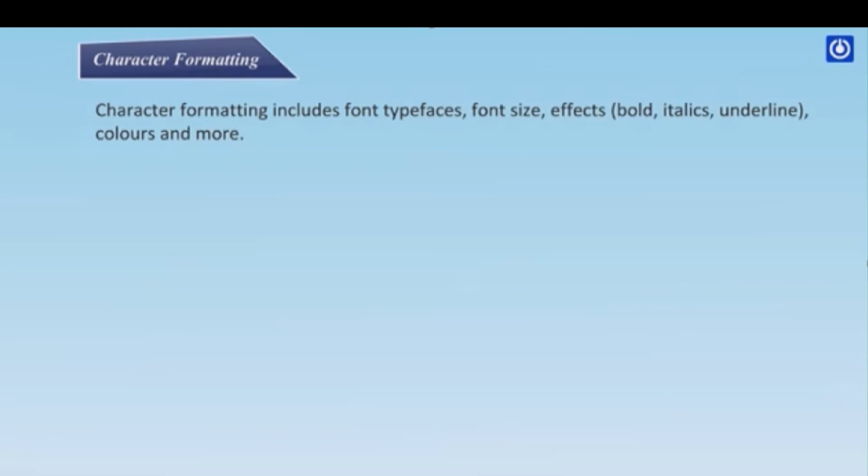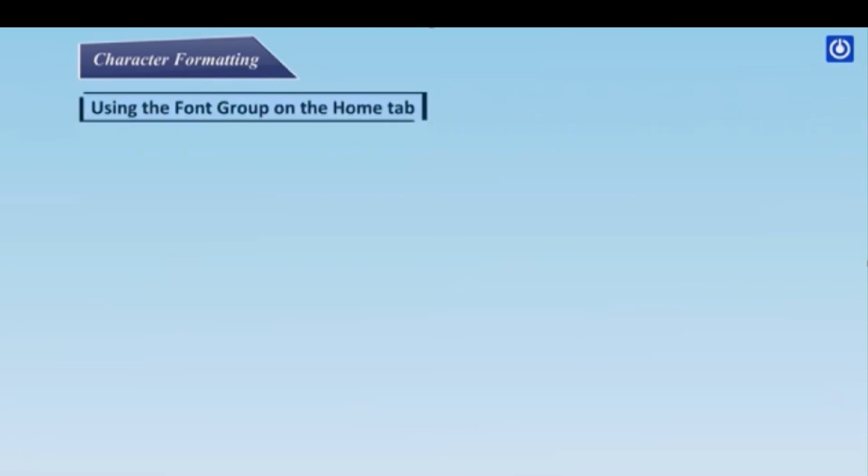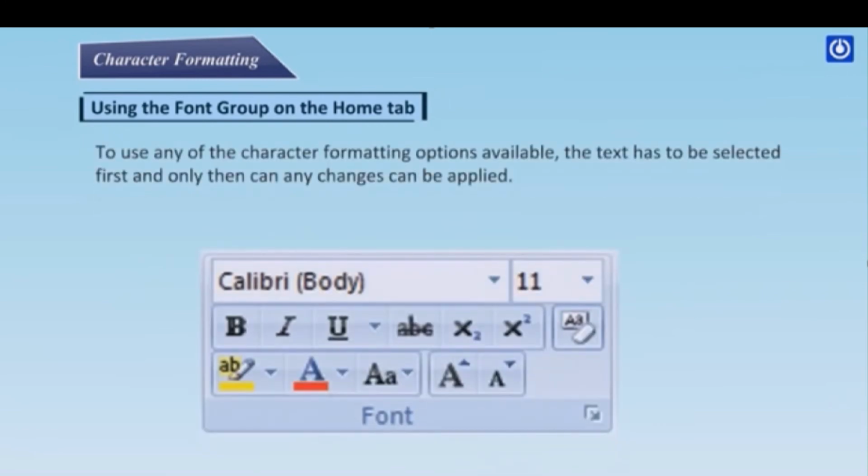Okay, so now we just want to see these effects in Home tab. So using the font group on the Home tab, to use any of the character formatting options available, the text has to be selected first and only then can any changes be applied. Without selecting the text, you cannot change anything.